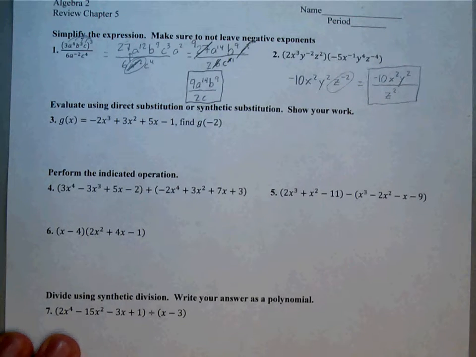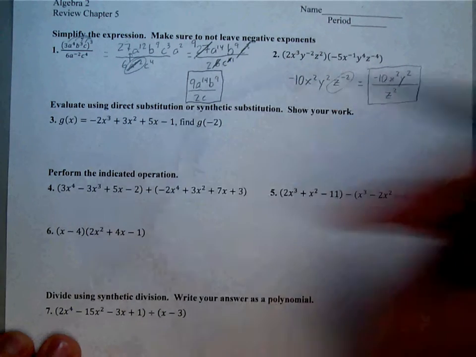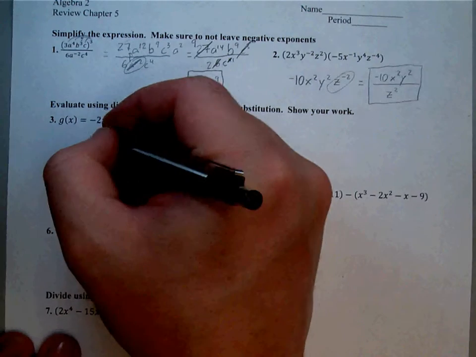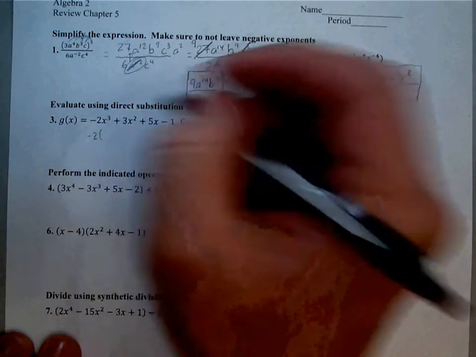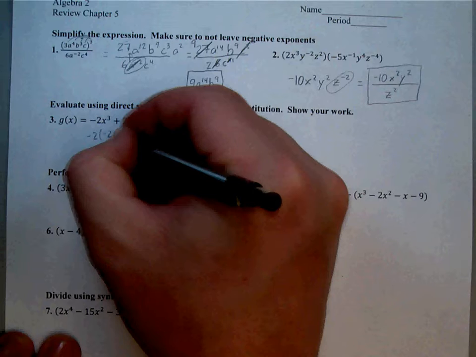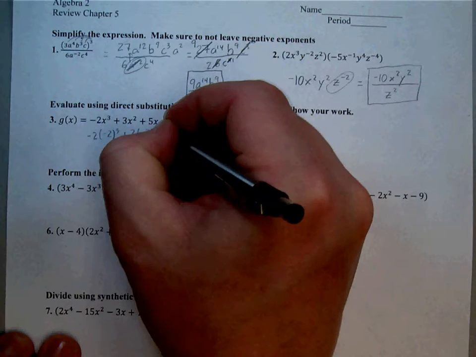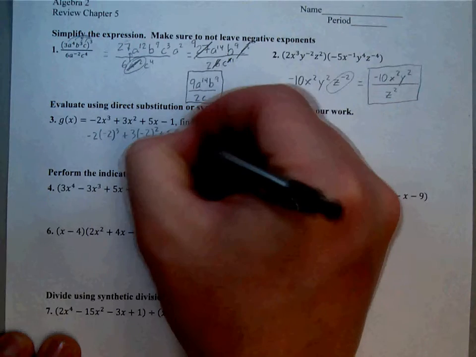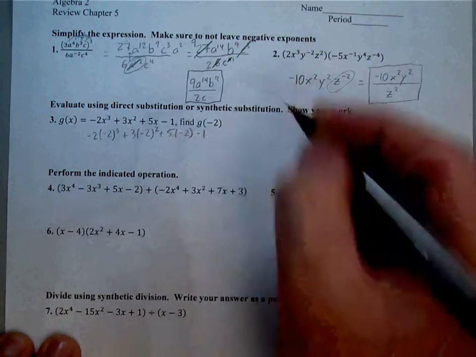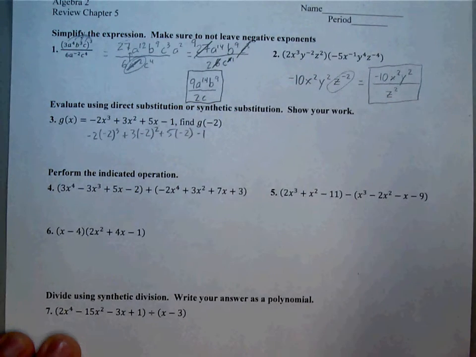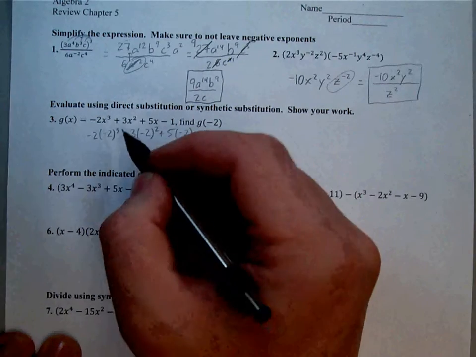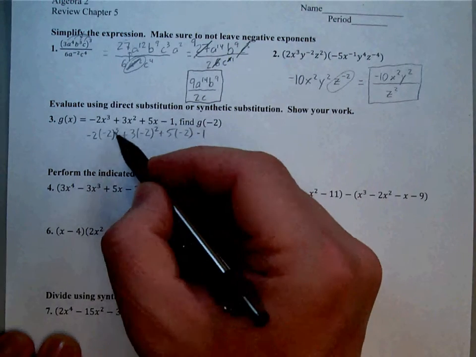Number 3, you have a choice, direct substitution or synthetic substitution. Direct substitution is where you plug it in. So everywhere there's an x, you can plug it in. If you choose this option, this isn't the only option, but if you choose this option, make sure you do order of operations. You have to do the exponent before you multiply.